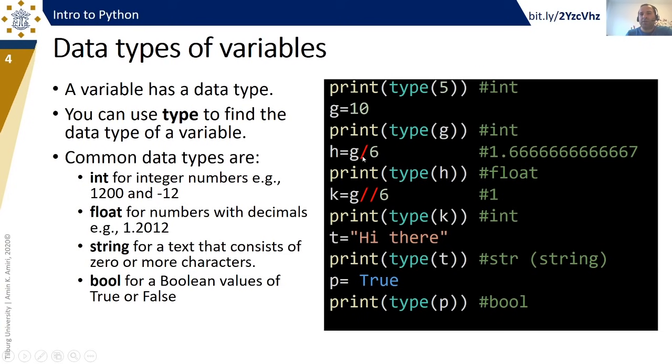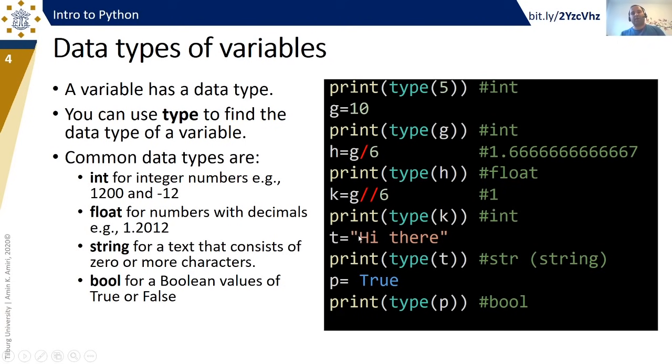We know that division creates a float number. So if we use type h here, this 1.666627 is a float number. Float numbers are for numbers with decimals. On the other hand, a floor division returns an integer like this.